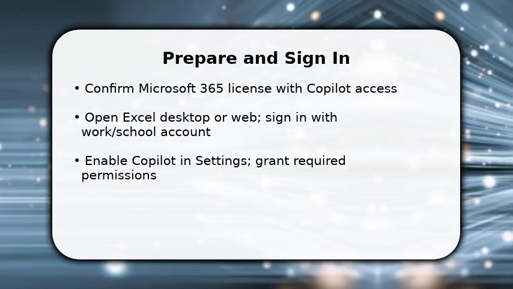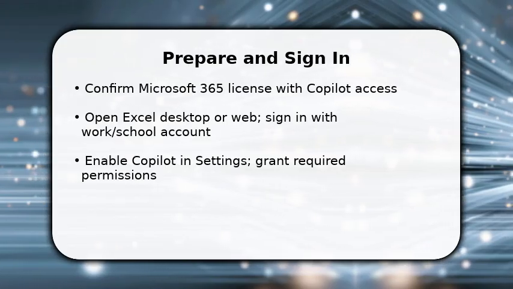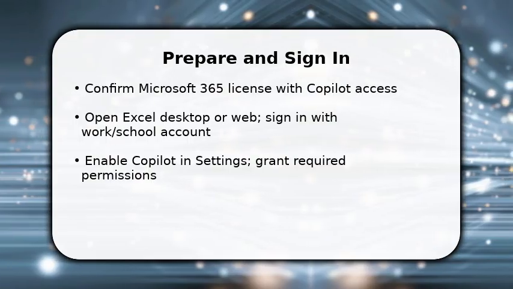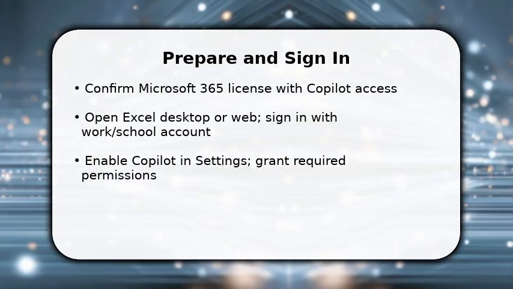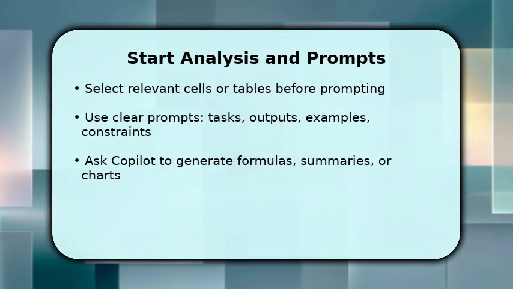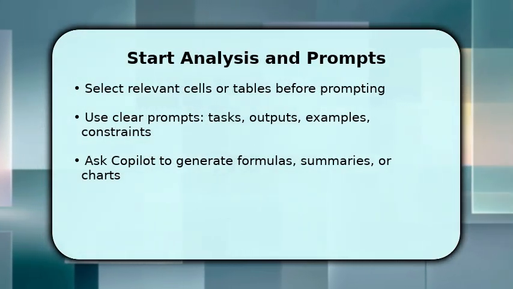Now create a simple workbook or open your data file so you can follow along. Make sure macros or blocked content are allowed if your file uses them. This gets you past setup and into the first actionable step. You'll start by selecting the data range or table you want Copilot to work with.